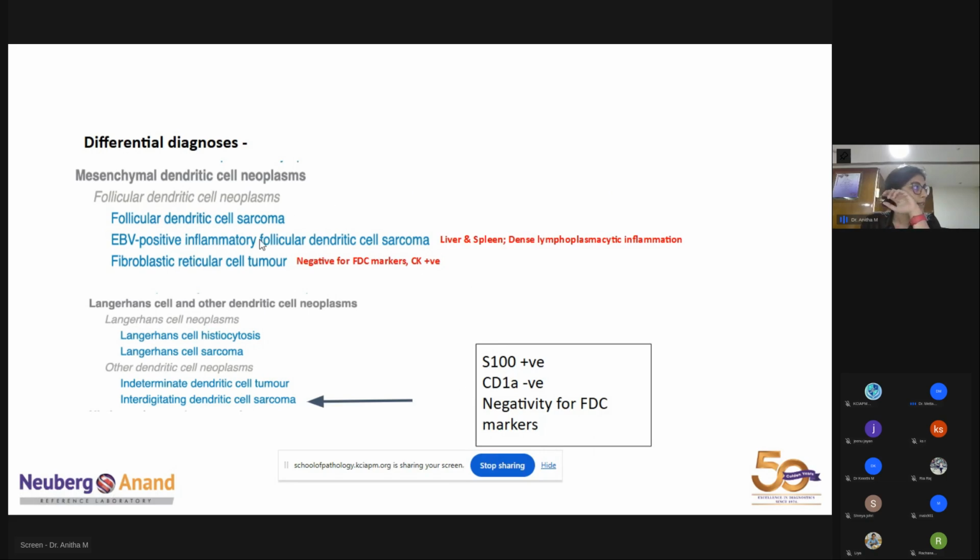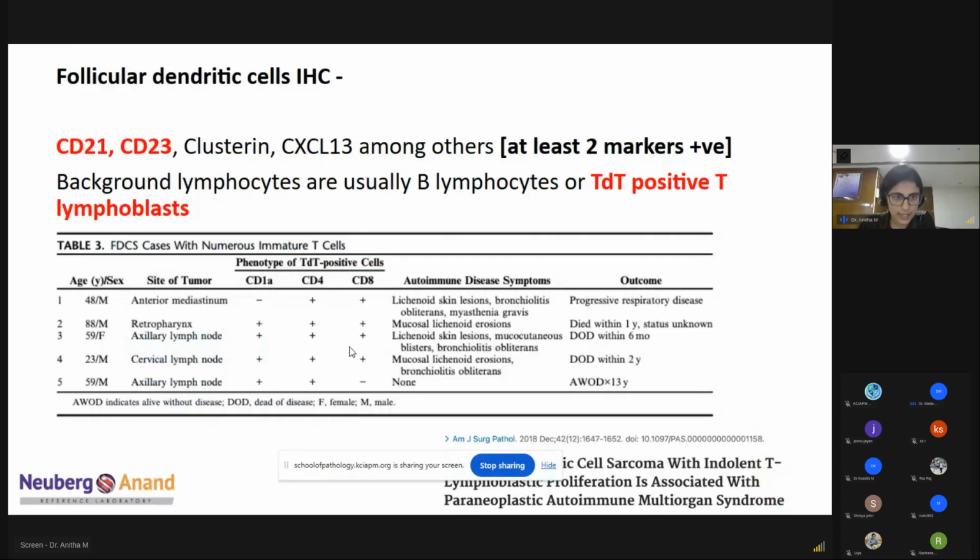There are other tumors in the WHO which arise from follicular dendritic cells, which are even rarer. One which could look a little bit like FDC sarcoma is the EBV positive inflammatory FDC sarcoma. However, the background will be rich in lymphocytes and plasma cells, and they're usually common in the liver and the spleen and not in the lymph nodes, although you can get them in the lymph nodes as well. So these are the two main differential diagnostic considerations in this case.